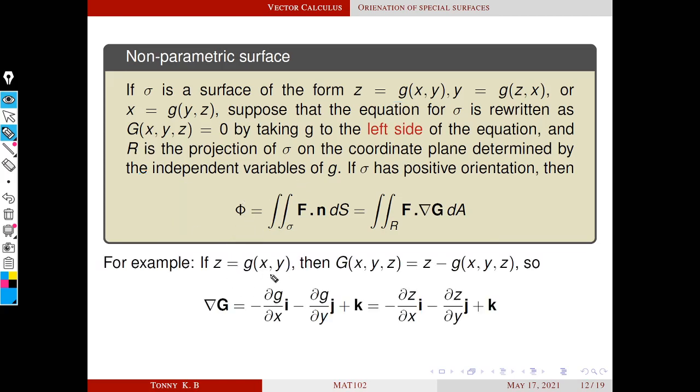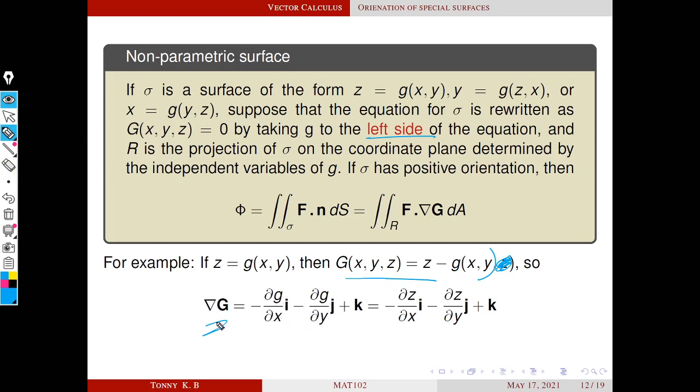For example, suppose z is equal to g(x,y), then how to write G? G is z minus g. One mistake is there. Actually, this is only g(x,y), there is no z in it, because it is z minus g(x,y). So this is our G. So what about del G? Del G is the gradient. First you differentiate capital G with respect to x, and there is a minus sign.